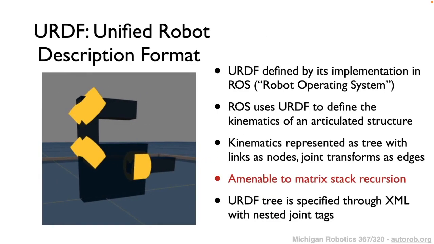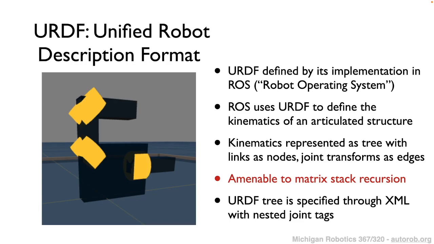And so the way that this format is defined is as follows. To start with, ROS uses a URDF to define the kinematics of the robot as an articulated structure, where the kinematics is expressed as a tree data structure that represents each link as a node within the tree, and then the joints which transform the links with respect to one another are expressed as edges within the tree. And so the nice property about this particular format is it's very amenable to what's called matrix stack recursion, which is what we're going to be looking at.